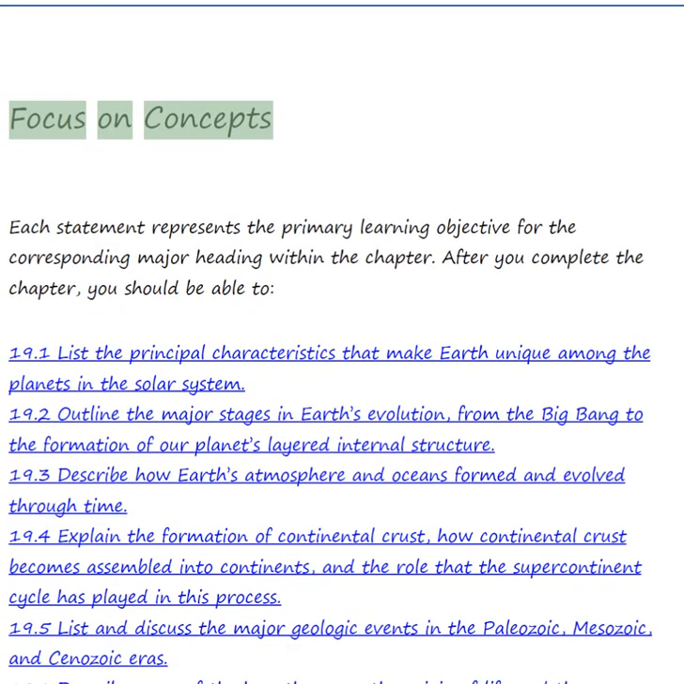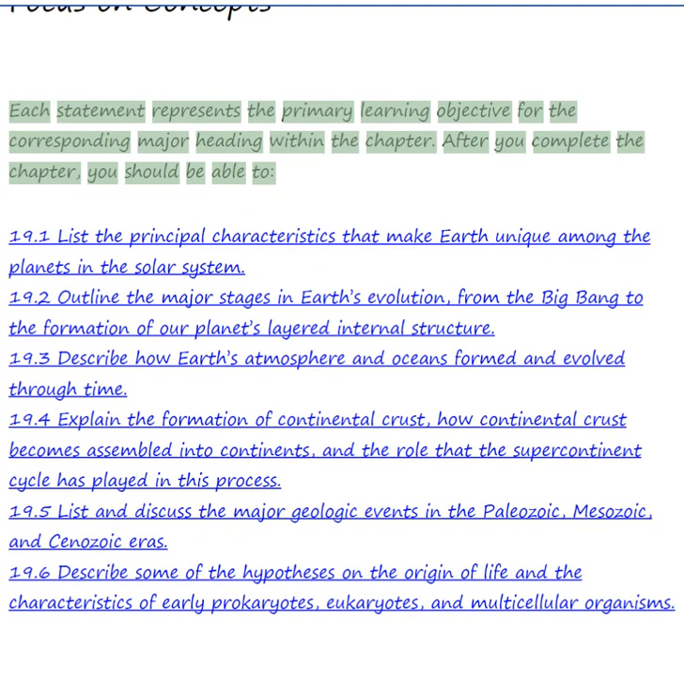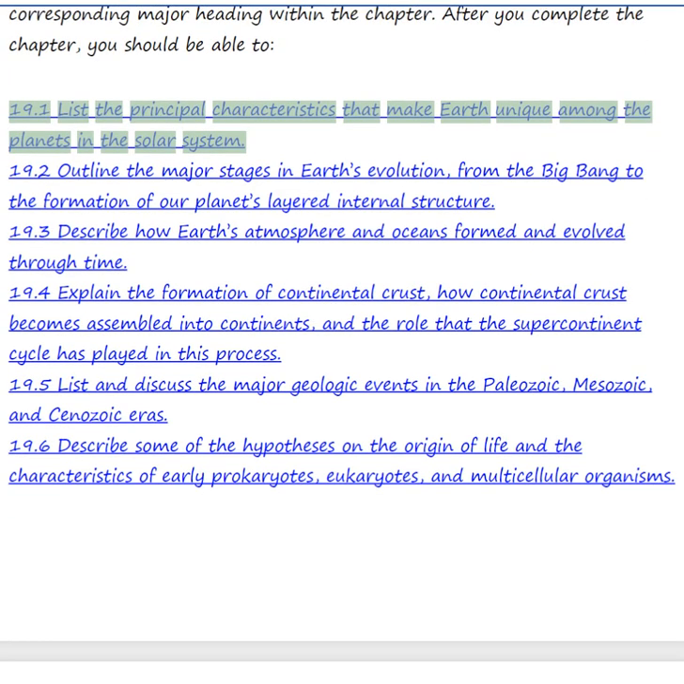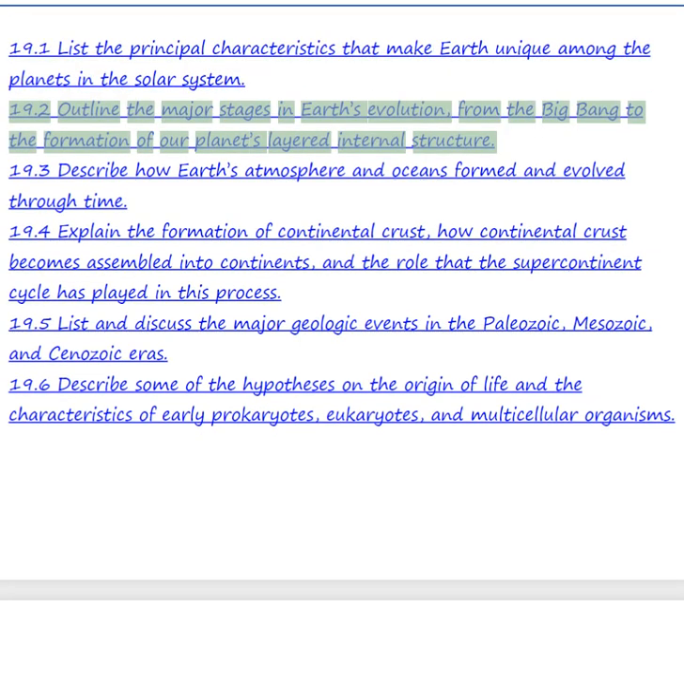Focus on concepts. Each statement represents the primary learning objective for the corresponding major heading within the chapter. After you complete the chapter, you should be able to: 19.1 List the principal characteristics that make Earth unique among the planets in the solar system. 19.2 Outline the major stages in Earth's evolution, from the Big Bang to the formation of our planet's layered internal structure.